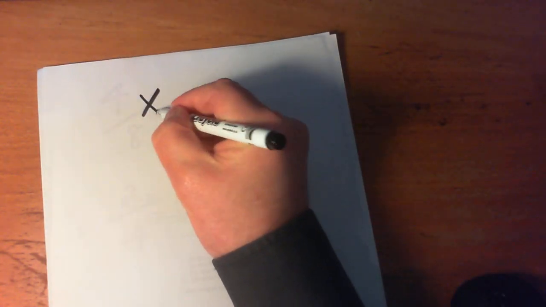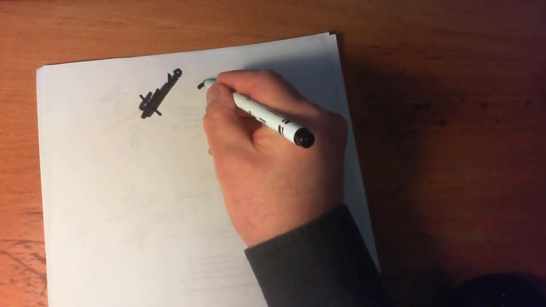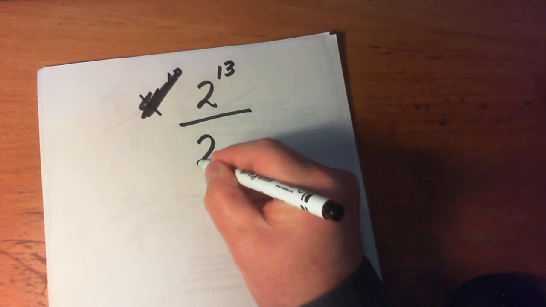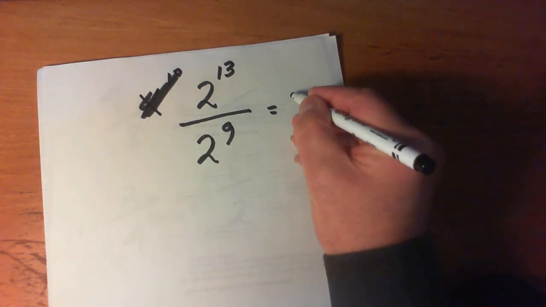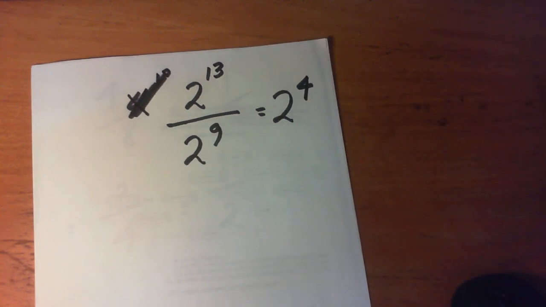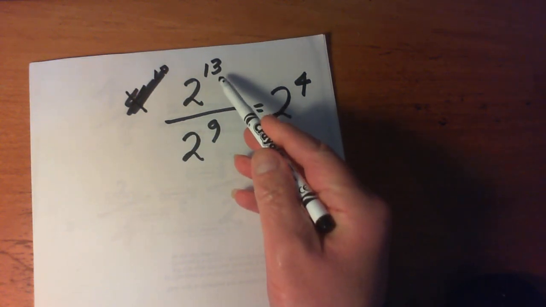And analogous to that, we've got a rule that says, using algebra again, 2 to the power 13 over 2 to the power 9 equals 2 to the power 4. So that's an analogous rule where instead of adding the indices, I'm subtracting one from the other, so long as I do it the right way around.